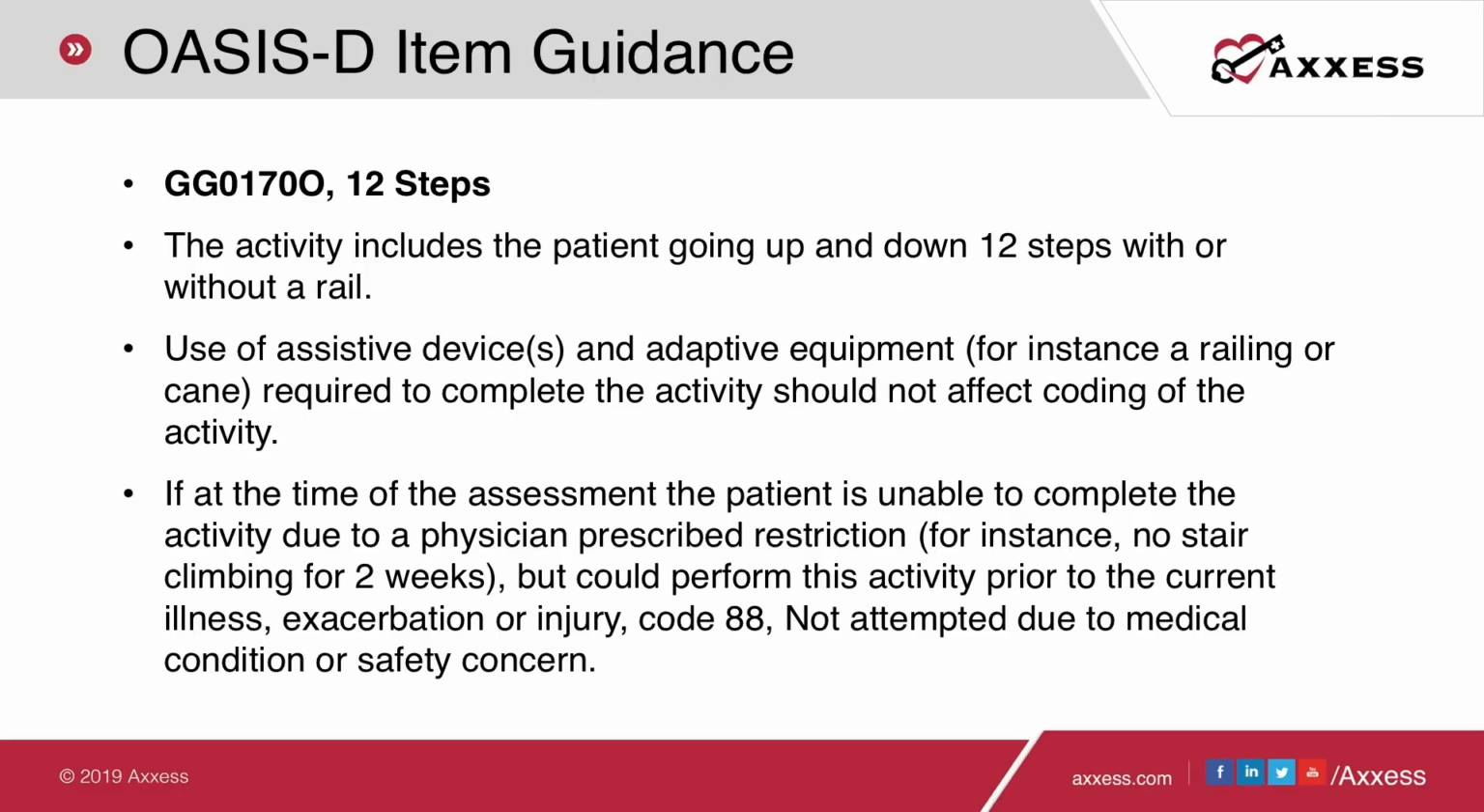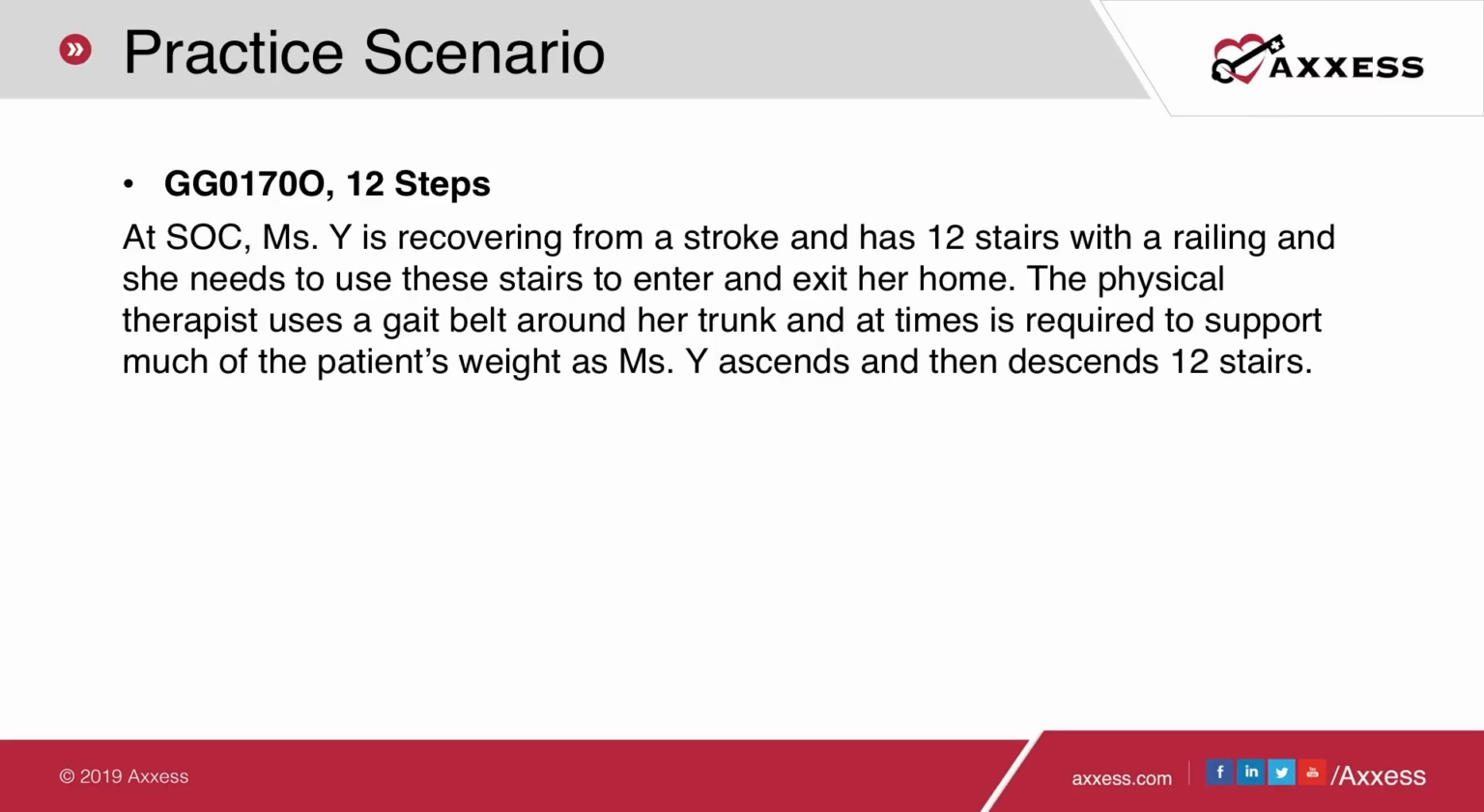Next, we have GG0170O, 12 steps. The activity includes the patient going up and down 12 steps with or without a rail. The use of assistive devices and adaptive equipment required should not affect coding of the activity. And just like in our prior situation, if at the time of the assessment the patient is unable to complete the activity due to a physician-prescribed restriction, then we would code this an 88, not attempted due to medical condition or safety concern. So let's look at a scenario for this one.